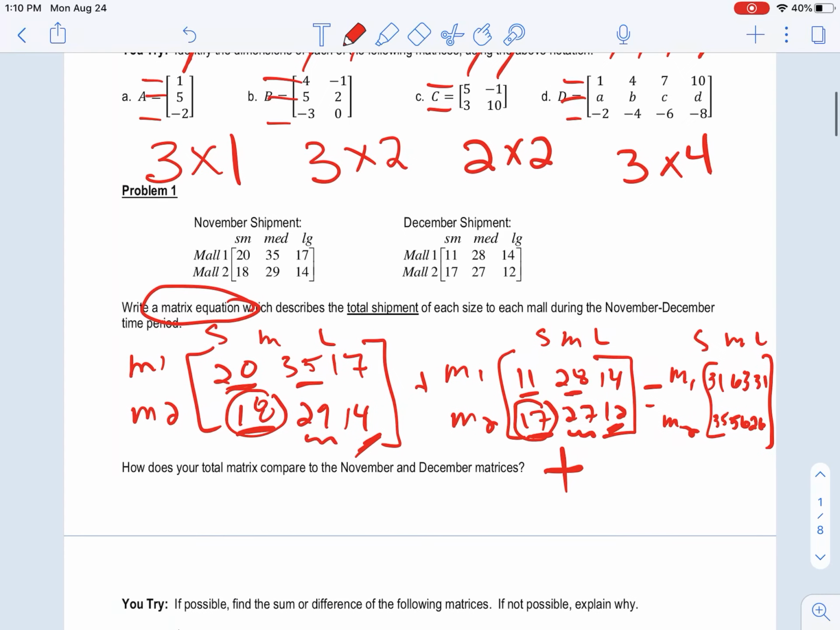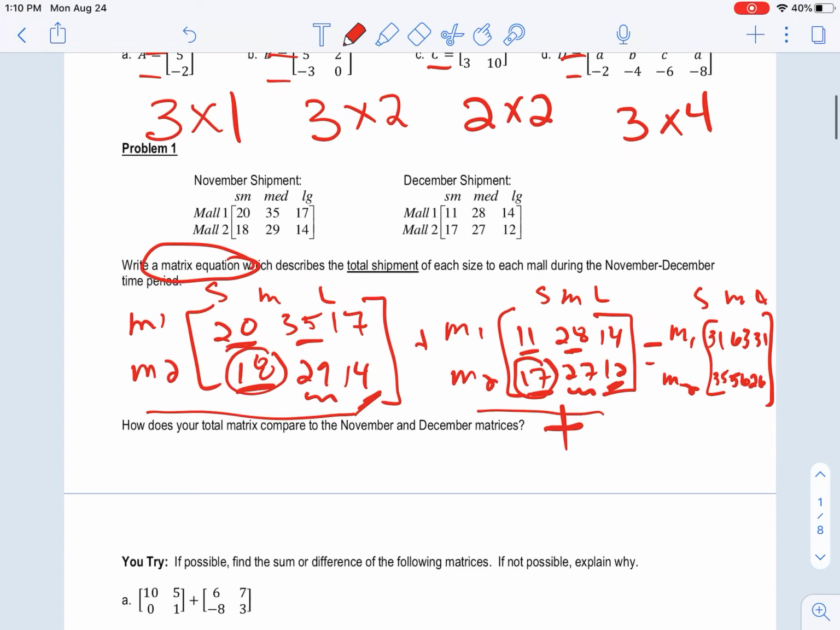Okay, so we made an entire equation. The first piece plus the second piece, and then equals, and then they're represented. Okay, how does your total matrix compare? It's the same dimensions as the original, and it should, because you're taking the same information. It needs to be there. You need to have a mall and smalls, Mall 1 and mediums, Mall 1 and large, and then Mall 2, small, medium, and large, etc.